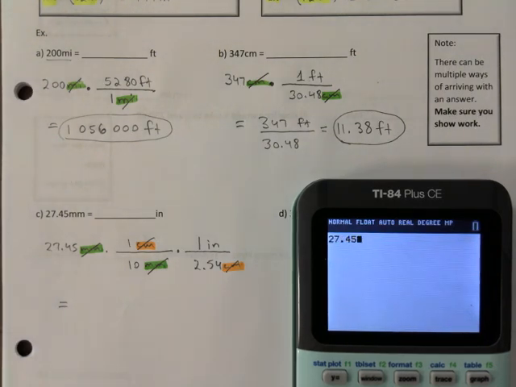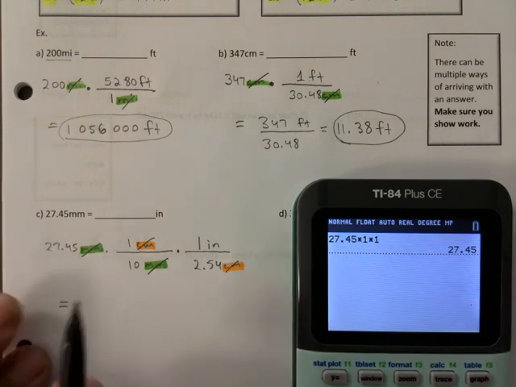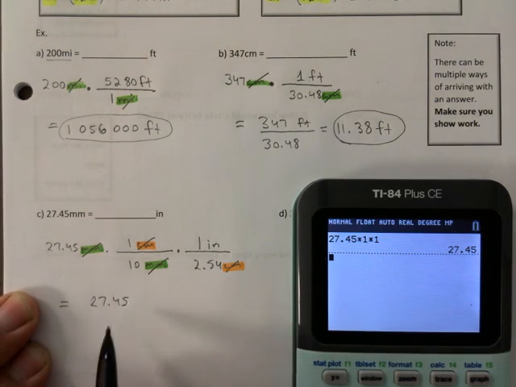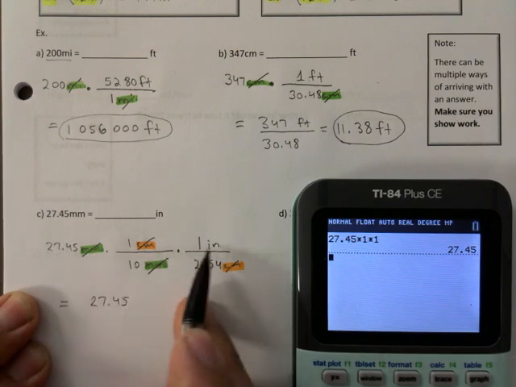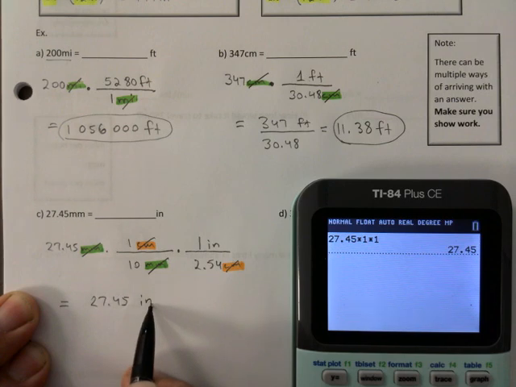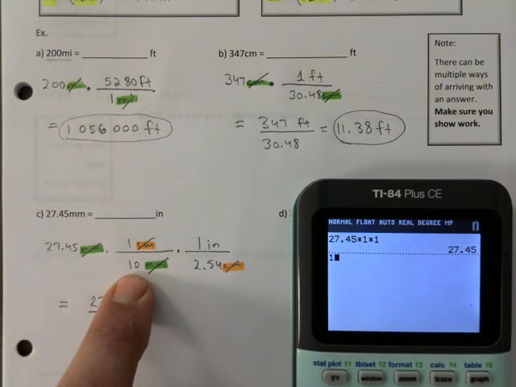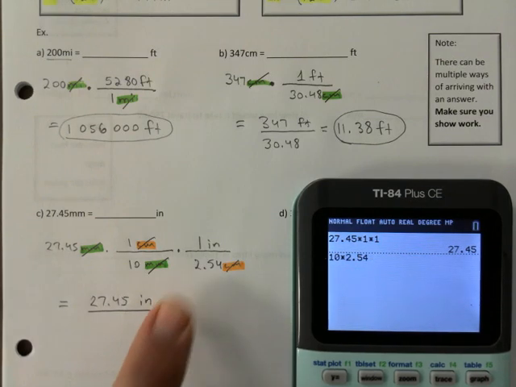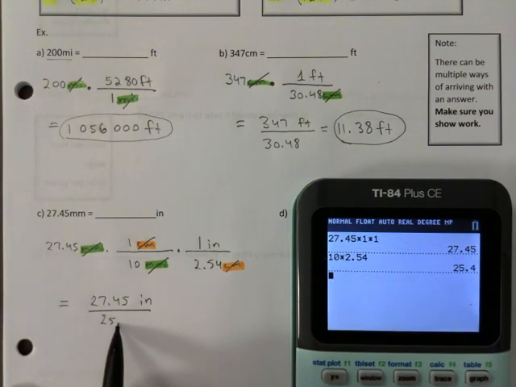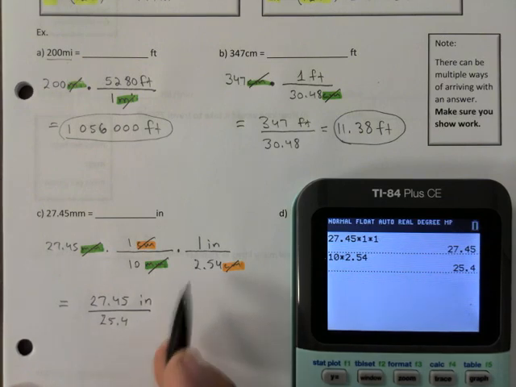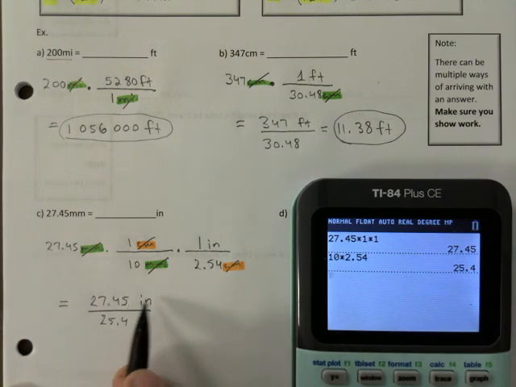So 27.45. Okay, times, why would I go times 1, right? Mr. Erickson, way too much work. Anyways, 27.45 is what you get in the numerator, because trust me, this gets uglier later on. What are you left with in the numerator? Inches, right? And the denominator, I go 10 times 2.54. Why would you use a calculator for that, Mr. Dirksen? I don't know. There are no units left in the denominator, so that's exactly what you want.